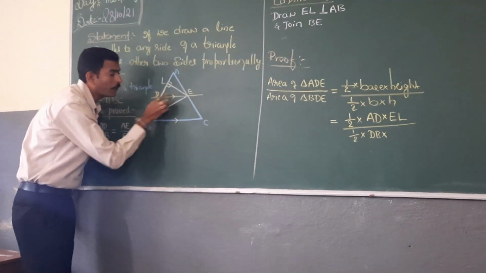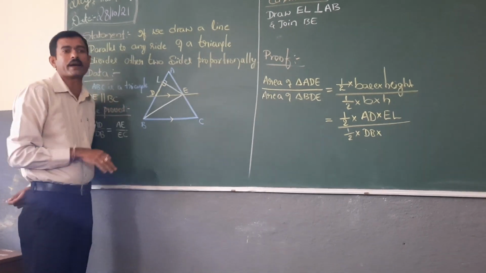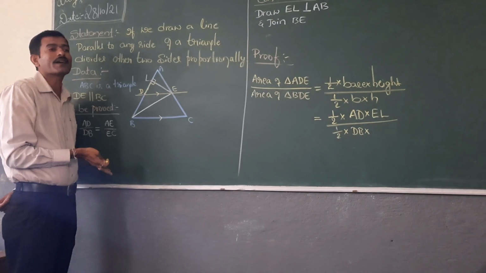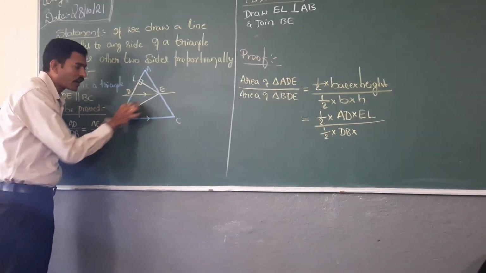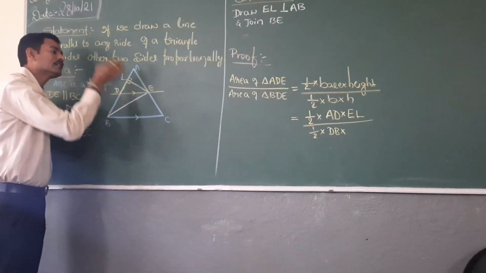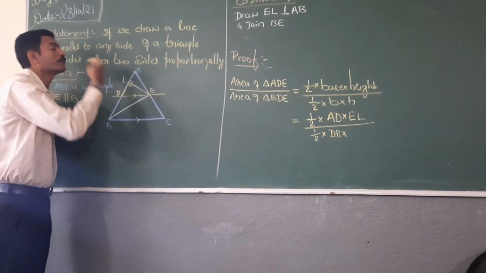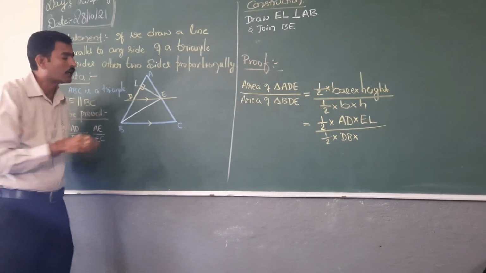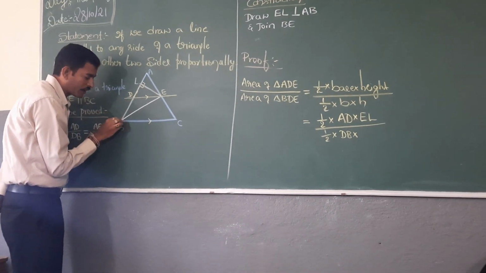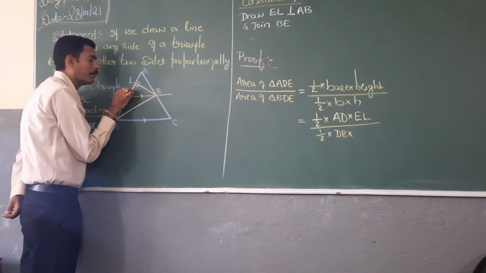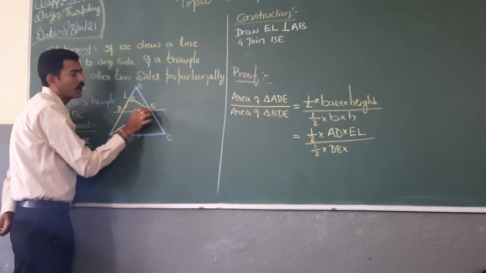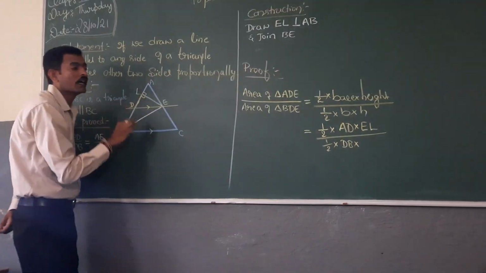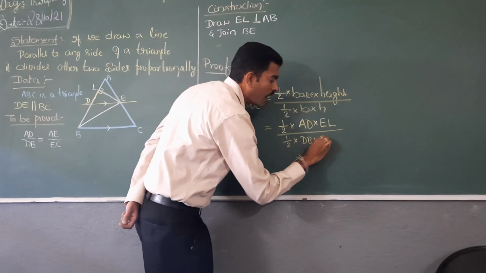In triangle BDE, no line is perpendicular. Sir, why are you taking EL as the height? Because, sir, for this triangle the perpendicular line is EL only, which is outside the triangle. It may confuse you. So think: if we produce the side BD till L, I will get the perpendicular line. So here also EL is the height.